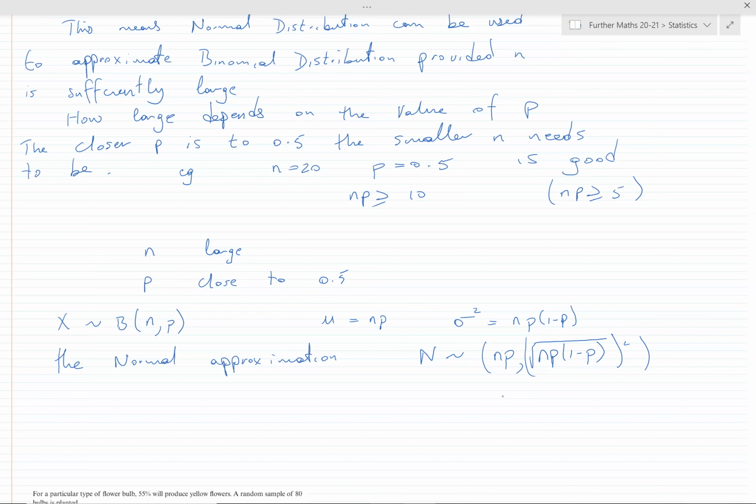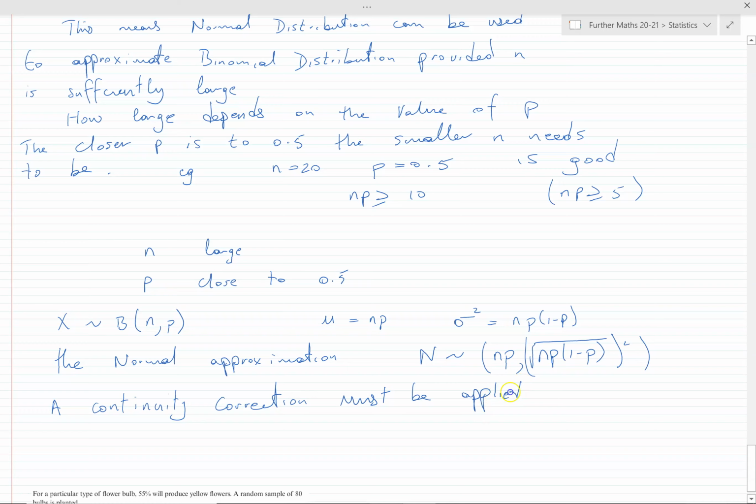Okay, right. The other thing, and in the previous video I talked about the continuity correction. A continuity correction must be applied. We always apply a continuity correction when a discrete distribution is being approximated by a continuous distribution, in this case the normal distribution. Okay, so let's do an example.